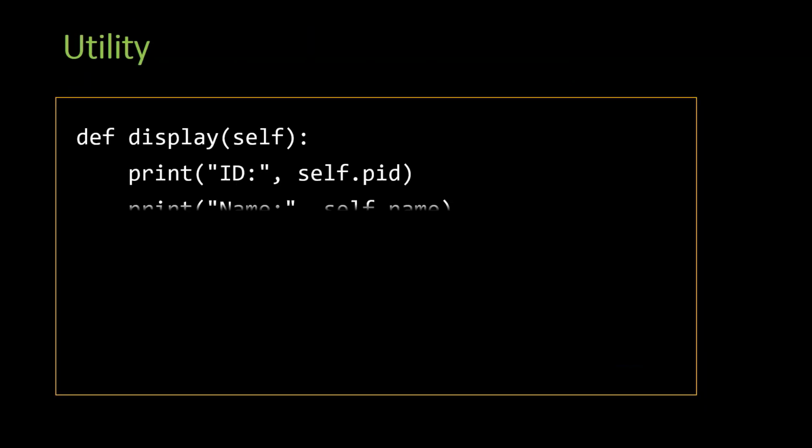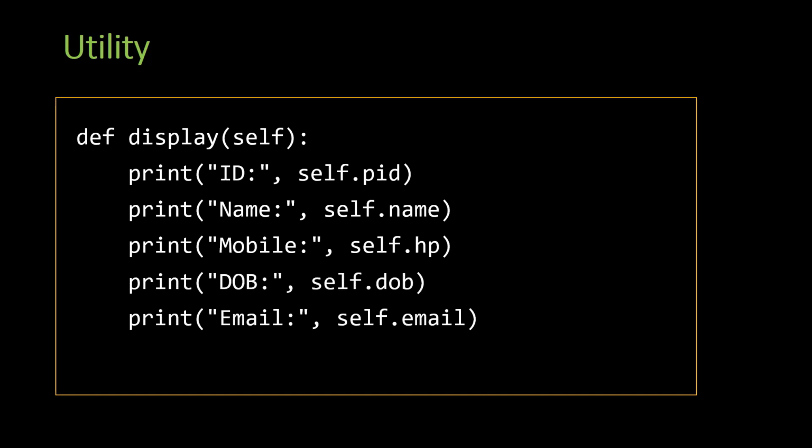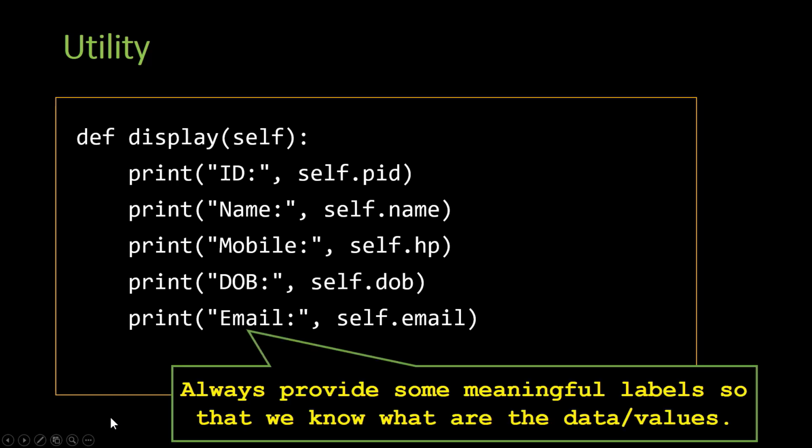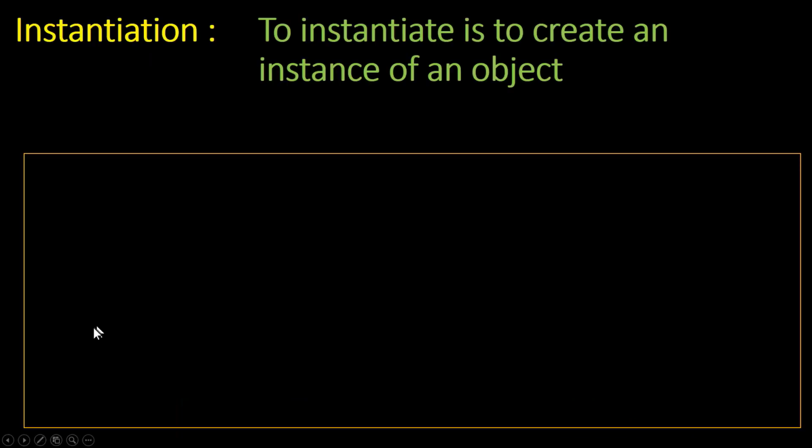Utilities. Now, display is a utility method. When we display all the information from the object, like the ID, the name, handphone, date of birth and email, always remember to provide some meaningful labels so that we know what these values are for. Now that we have written the code for the class, we must know how to instantiate.